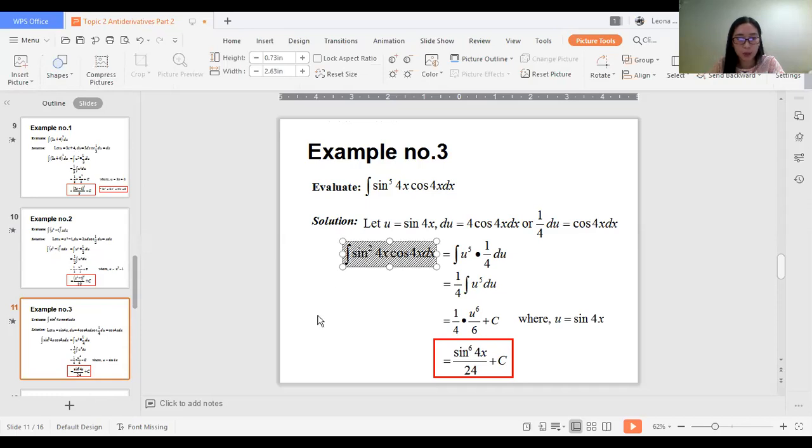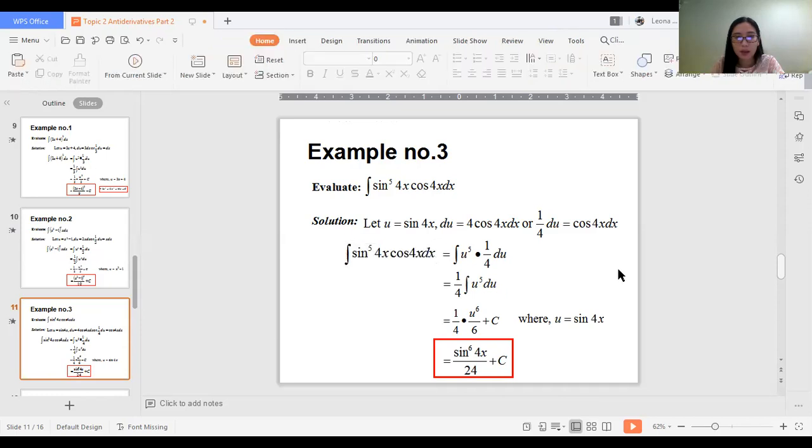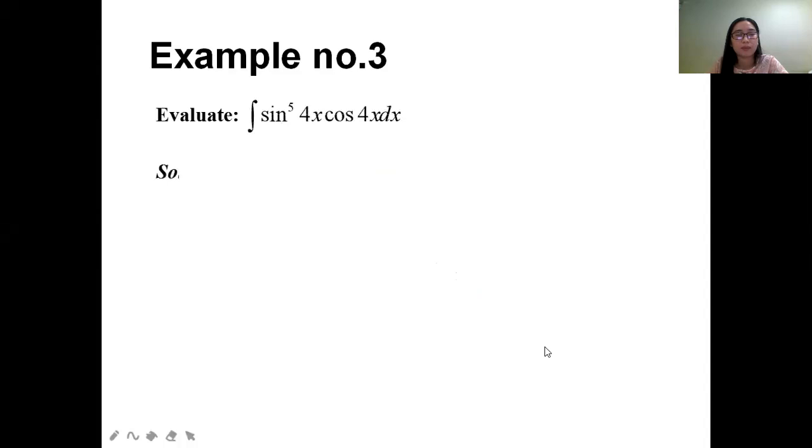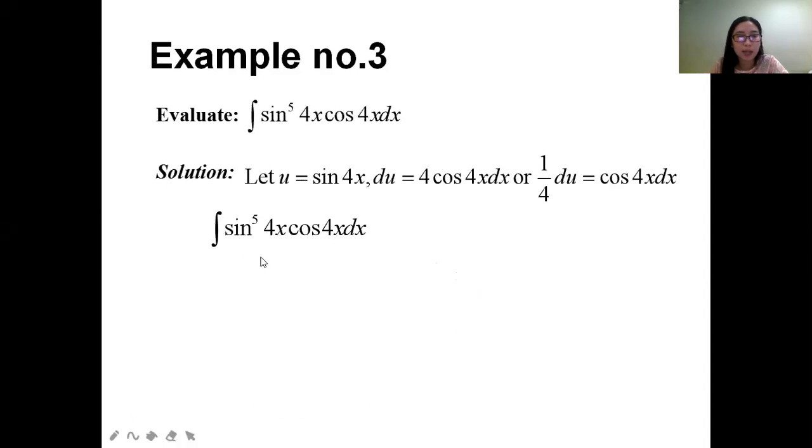Okay, sine to the 5th power. So we have the integral of sine to the 5th power 4x cosine 4x dx. We let u be sine 4x. So we have sine 4x to the 5th power, times cosine 4x dx, which is 1/4 du, di ba? So we have 1/4 du.